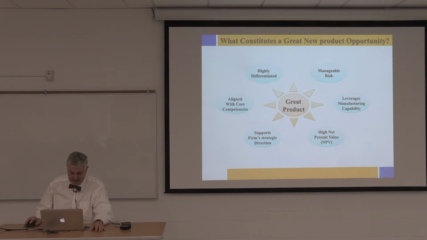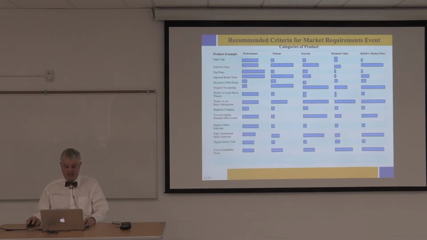And high net present value supports the firm's strategic decision aligned with core competency. So these manufacturing capabilities or design capabilities are essentially the core competencies. This is a recommended criteria for marketing requirements. These are the categories of the product. So you've got a product example.